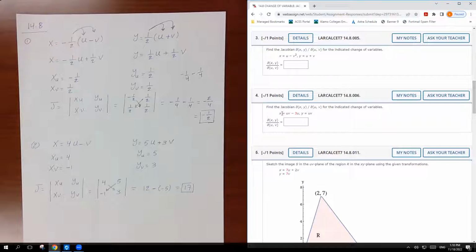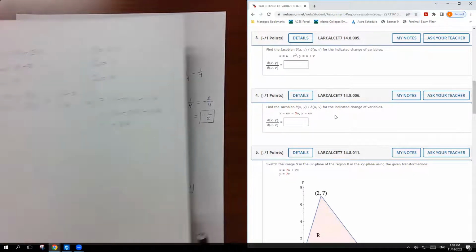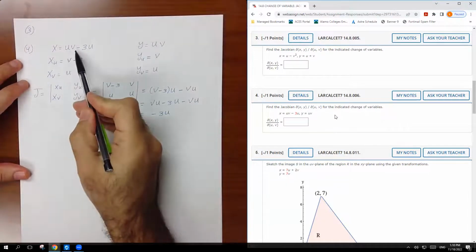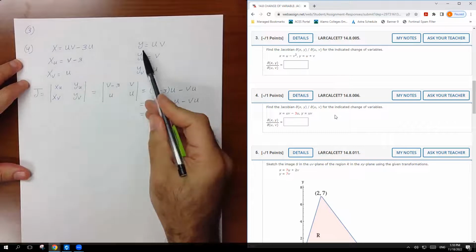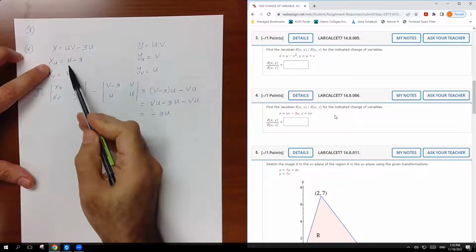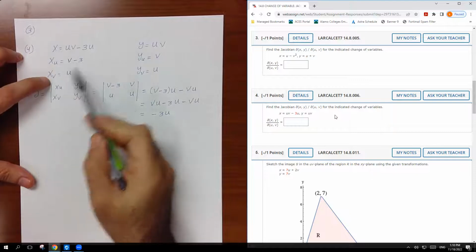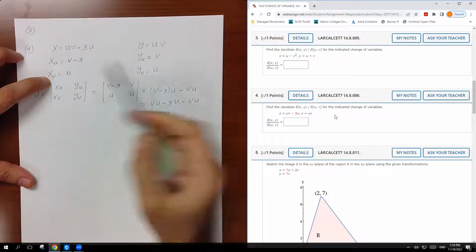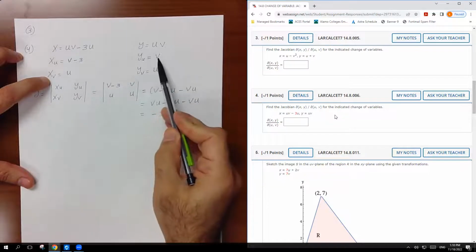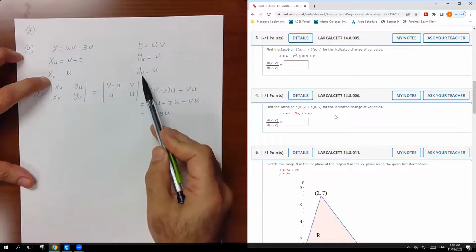Number 4, find the Jacobian. x equals uv minus 3u, and y equals uv. So x sub u is going to be v minus 3. x sub v is going to be just u. For y equals uv, y with respect to u is going to be v, and y with respect to v is going to be u.